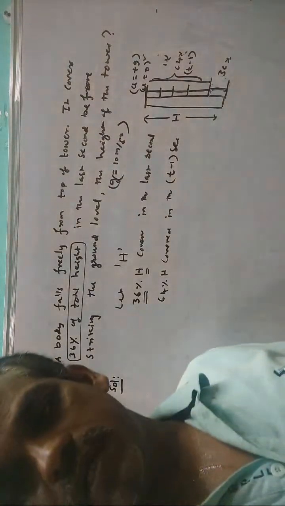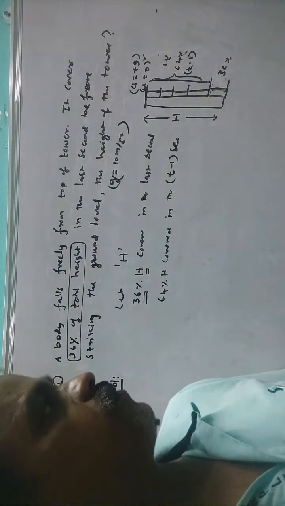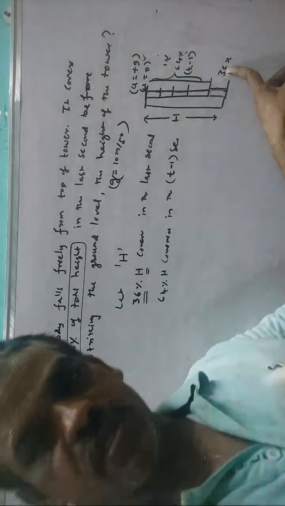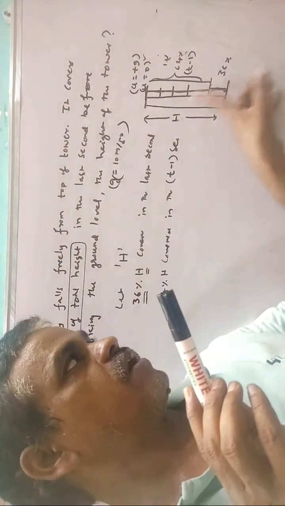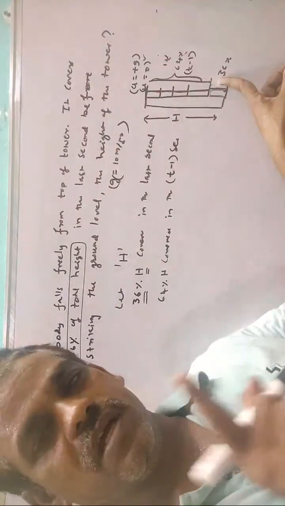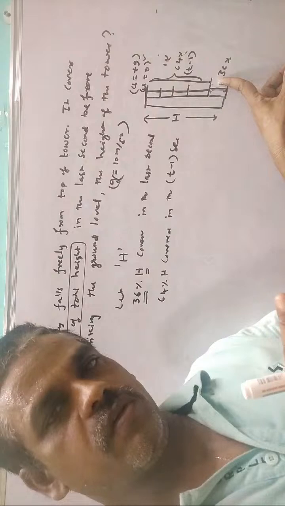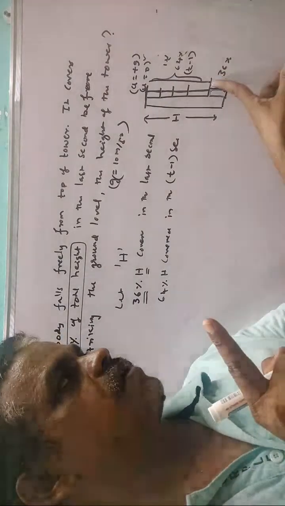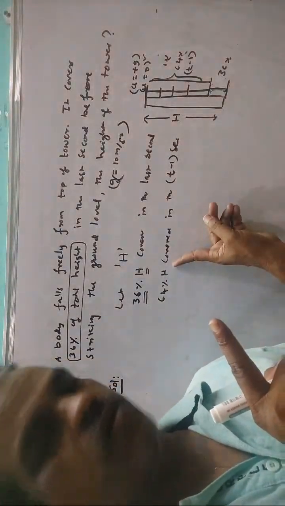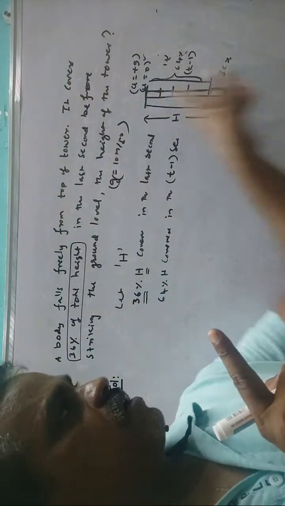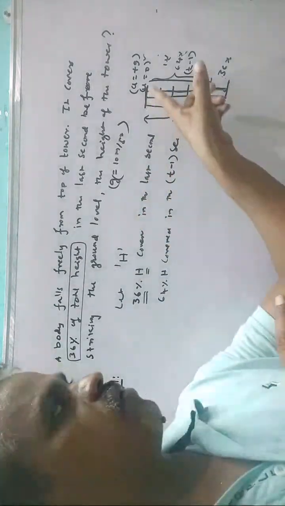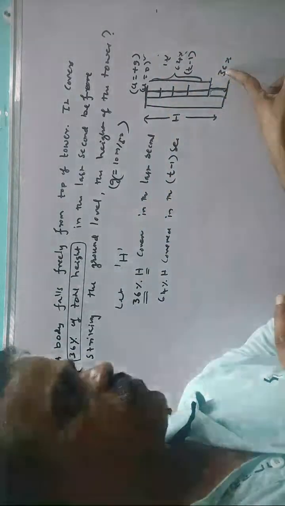Did you get my point? So total height is h. In total height, 36 percent of height is covered in the last second only. That means if the body travels 5 seconds, in the last second, from 4 to 5, 36% of height is covered. In the remaining 4 seconds it travels 64% of height. Why is it 64? Total is 100 minus 36, so you will get 64% of height covered in t minus 1 seconds. In the last 1 second, 36%.